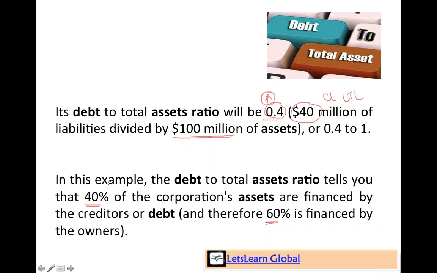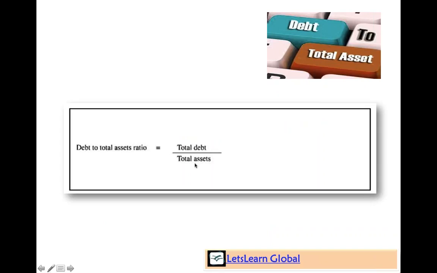And the formula is total debt divided by total assets. When I say total debt divided by total assets, it means total debt, current liability plus long-term liability, divided by total assets, current asset plus fixed asset. Total debt to total asset ratio means total debt, current liability plus long-term liability, divided by total assets, current asset plus fixed asset.